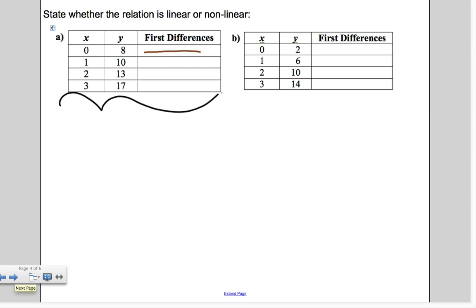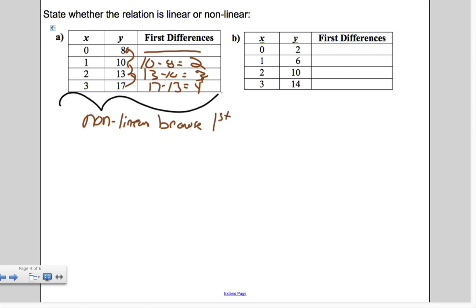So the first differences of this one quickly: 10 minus 8 is 2. The second one is 13 minus 10, which is 3. So we can already see that. We did finish the table: 17 minus 13 is 4. So is this one linear or non-linear? Non-linear, because first differences are not constant.